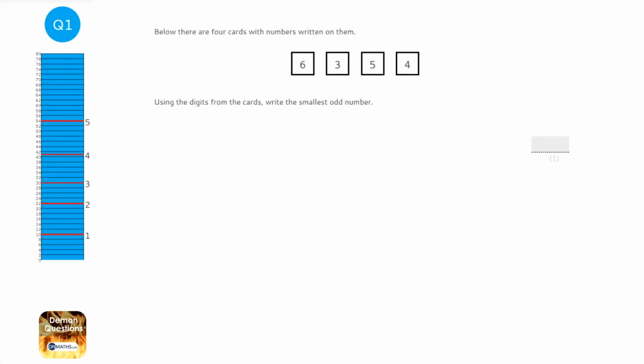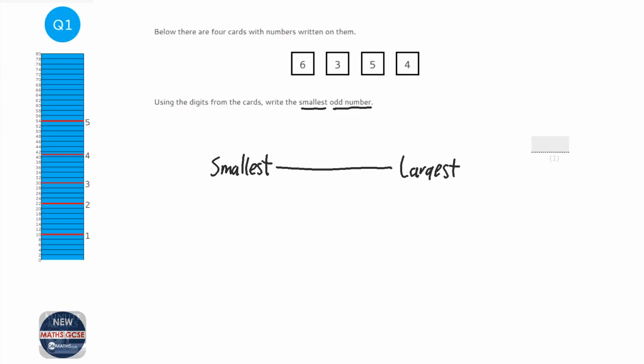So this question asks us to write the smallest odd number. Now there's two instructions there. We need to make the smallest number from the digits, and it needs to be odd. So to make the smallest number, we want to use the smallest digits on the left hand side of the number and the largest digits on the right hand side of the number. Okay. We also need the last number to be odd. Now to make a number odd, the last number needs to be 1, 3, 5, 7 or 9.